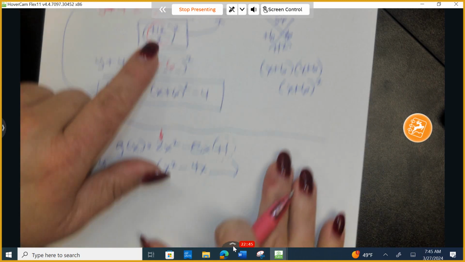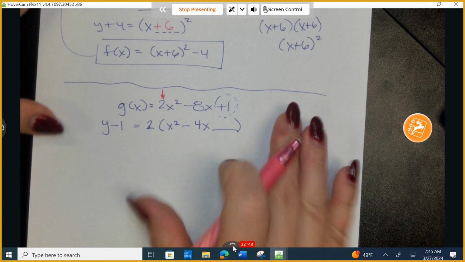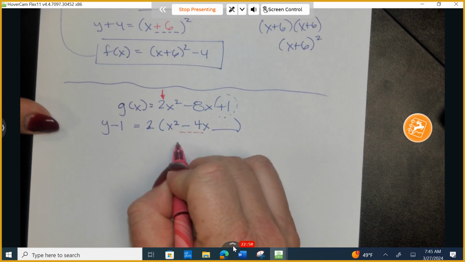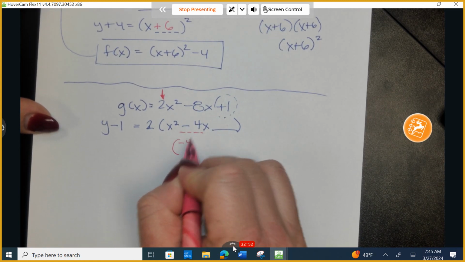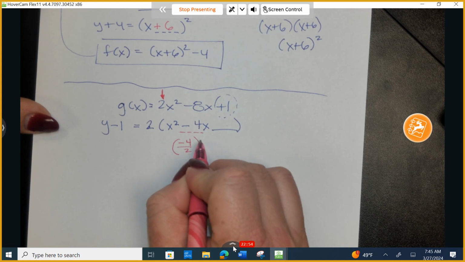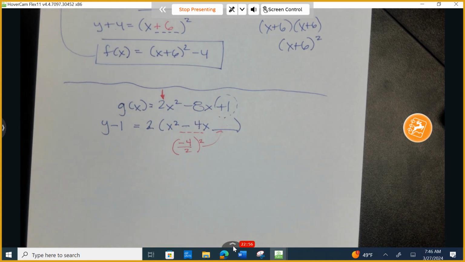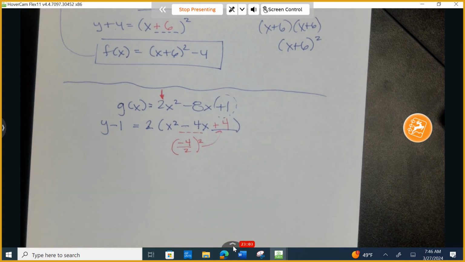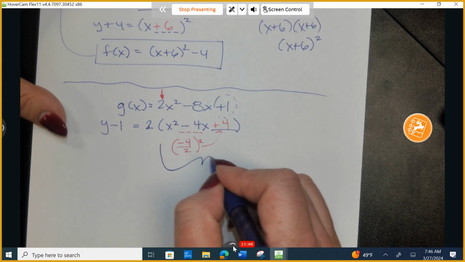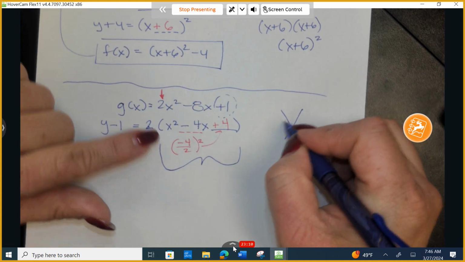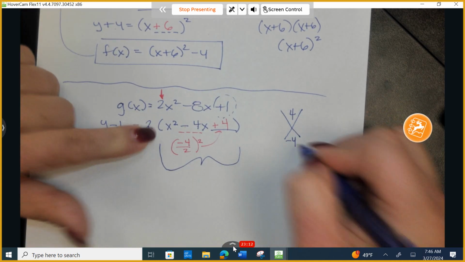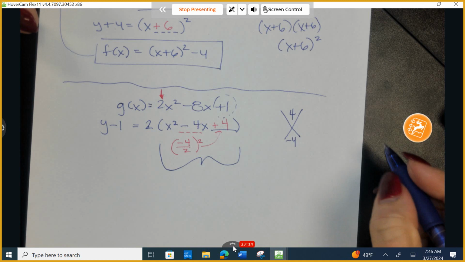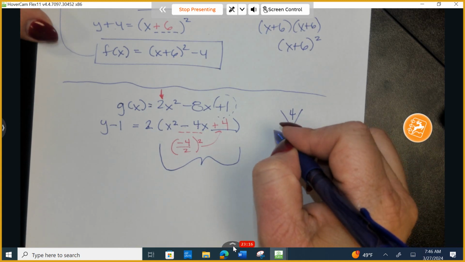To figure out this value, it's the same thing that we did up here. I'm always going to take this b value every single time, include the symbol, divide it by 2, and square it. So negative 4 divided by 2 is negative 2, and negative 2 squared is a positive 4. Now, if you like doing it the long way, you'd come off to the side and you go, okay, what multiplies to give us 4 and combines to give us negative 4? And the answer would be negative 2 and negative 2.